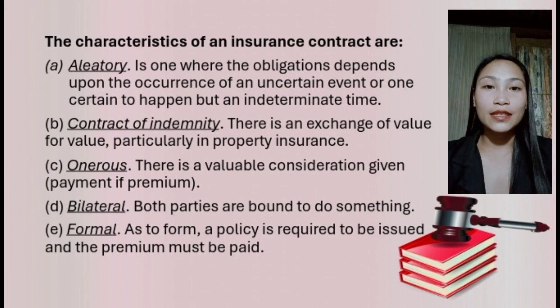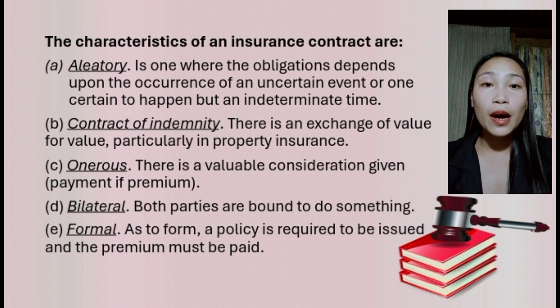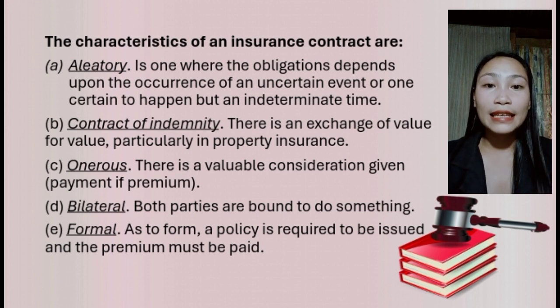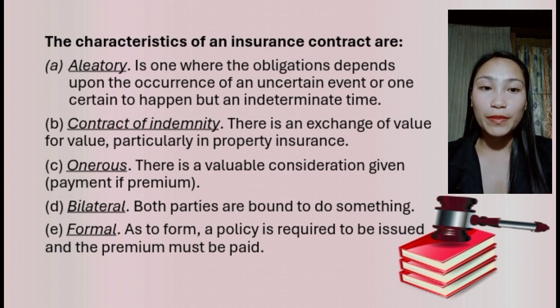The characteristics of an insurance contract are: first, aleatory. It is one where the obligations depend upon the occurrence of an uncertain event or one certain to happen but at an indeterminate time. Then we have indemnity. There is an exchange of value for value, particularly in property insurance. Then we have onerous. There is a valuable consideration given, like the payment of premium. Then bilateral. Both parties are bound to do something. And last is formal. As to form, a policy is required to be issued and the premium must be paid.